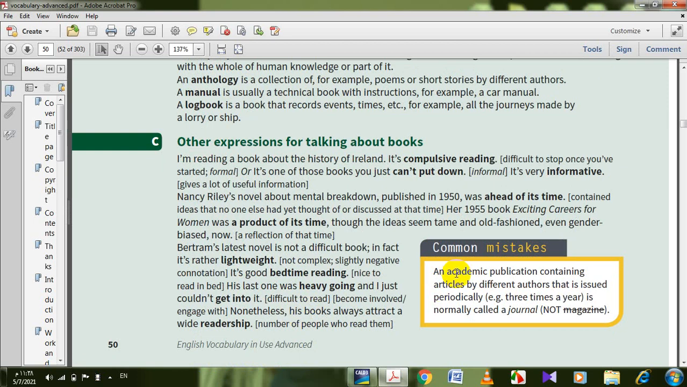Okay, so here, common mistake: an academic publication containing articles by different authors that is issued periodically, for example, 3 times a year, is normally called a journal, not a magazine. Not a magazine. نشرة أكاديمية, containing articles by different authors that is issued periodically. Issued تصدر periodically, like, for example, 2 times a year, is normally called a journal. مجلة علمية, not a magazine.